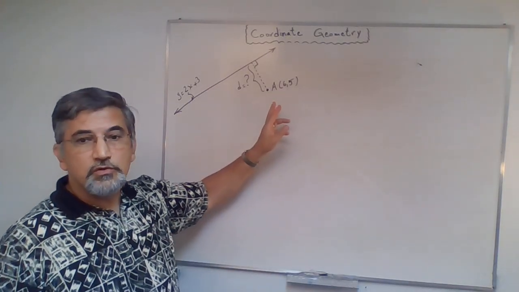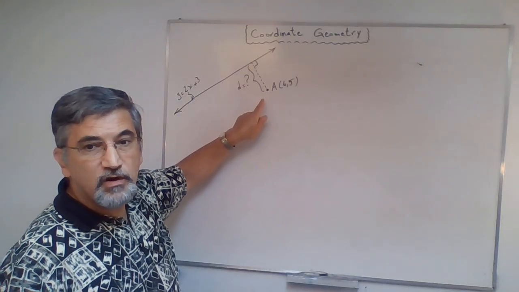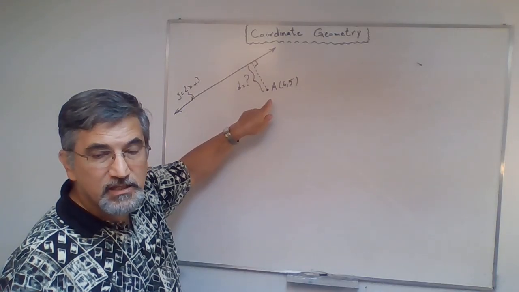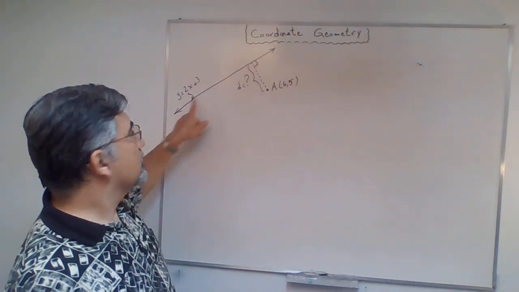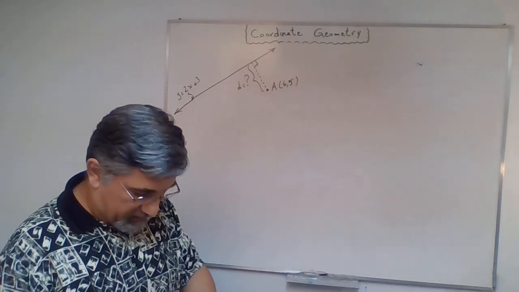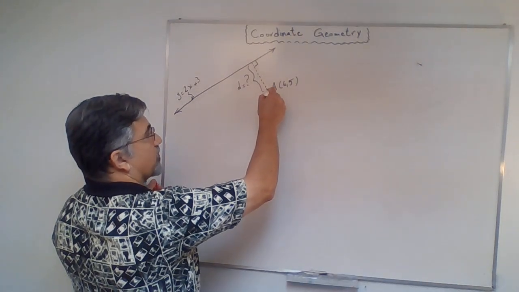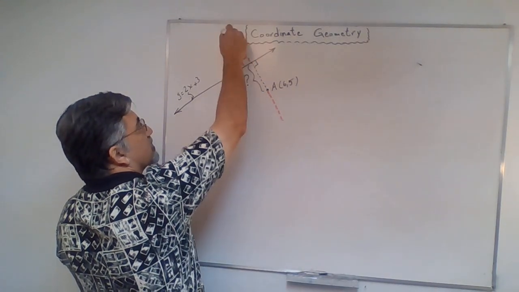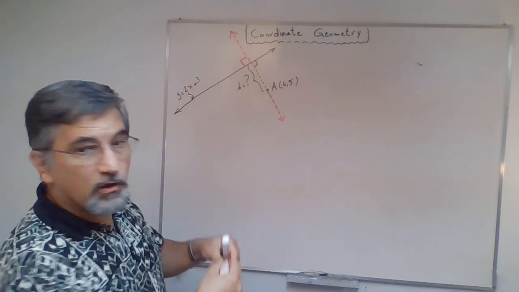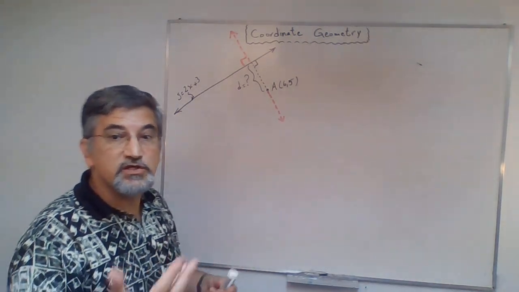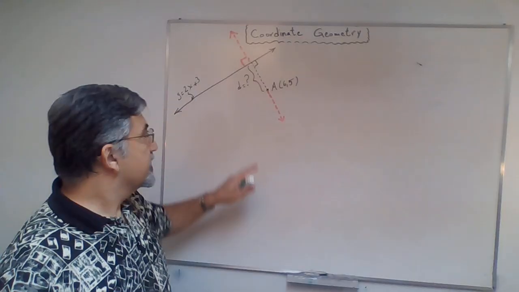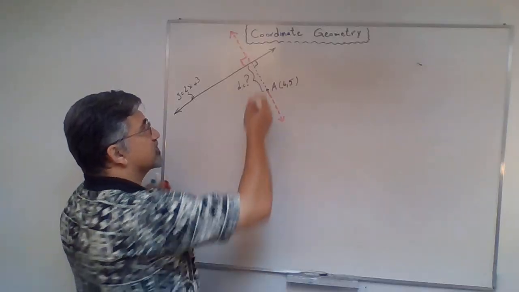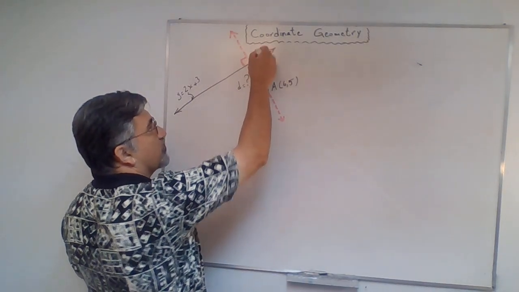So what we're going to do, we are going to write the equation of a line that is passing through point A and it's perpendicular to this given line. So something like this. So it's going to be a line which is perpendicular to the given line. We're going to write the equation of such perpendicular line, and then we are going to find the point of intersection of these two lines, which is this point right there. I call this point H.